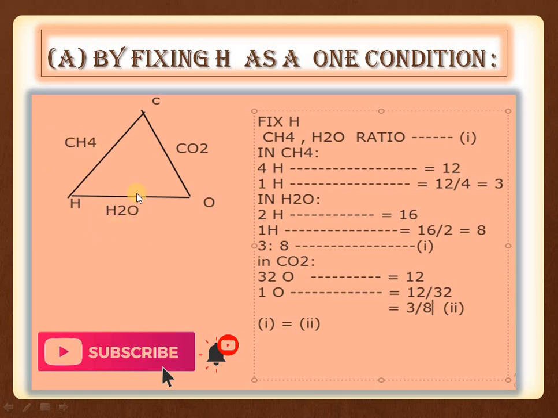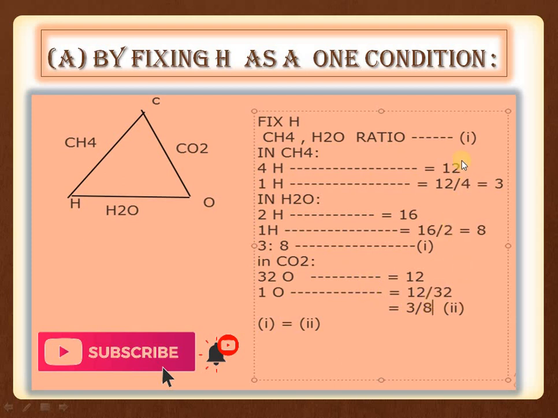On comparing these two, CH4 and H2O, methane and water, in CH4 we have 4 hydrogen with 12 parts of carbon, so 1 hydrogen with 12 by 4 parts of carbon. Similarly, in H2O, 2 parts of hydrogen with 16 of oxygen, so 1 hydrogen with 16 by 2 oxygen. Therefore it will be 8. So the ratio will be 3 by 8. And for the left one, CO2, the ratio of carbon and oxygen will be 3 by 8, as we know the ratio in carbon dioxide is 3 by 8.